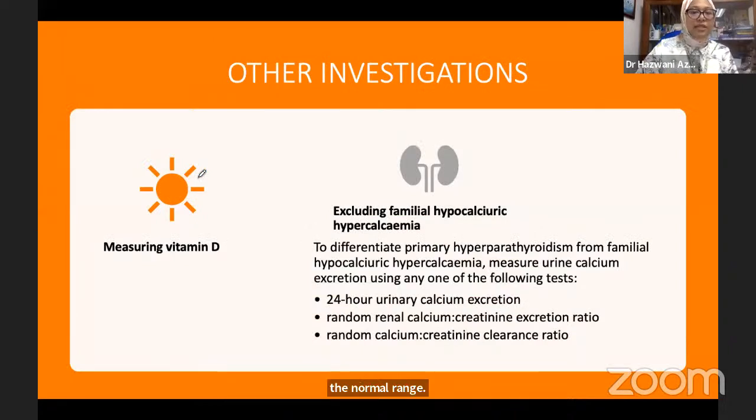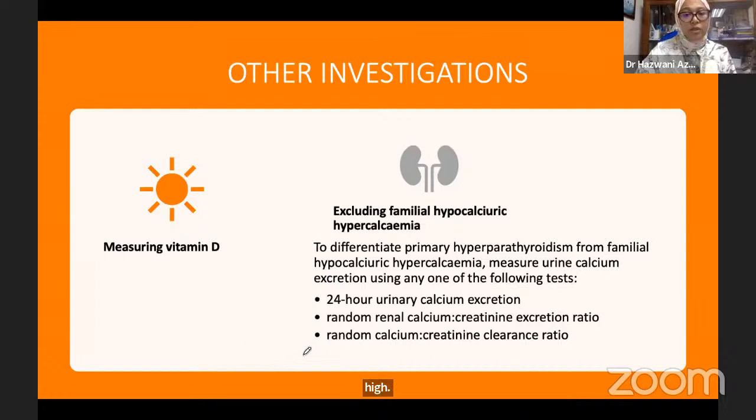So these are other investigations that should be done by the tertiary center. They advocated to measure vitamin D. It is very important in patients with primary hyperparathyroidism, and you must exclude familial hypocalciuric hypercalcemia from the primary hyperparathyroidism itself, because the management would be different. So how do we exclude them?